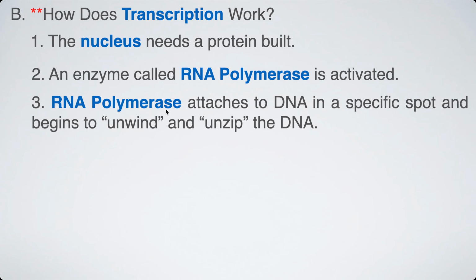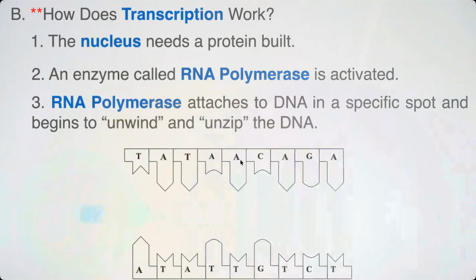RNA polymerase attaches to the DNA in a specific spot, unwinds and unzips the DNA. No helicase needed. RNA polymerase does it all. And so here we have our now separated strand of DNA. So this is one half. This is the other half.